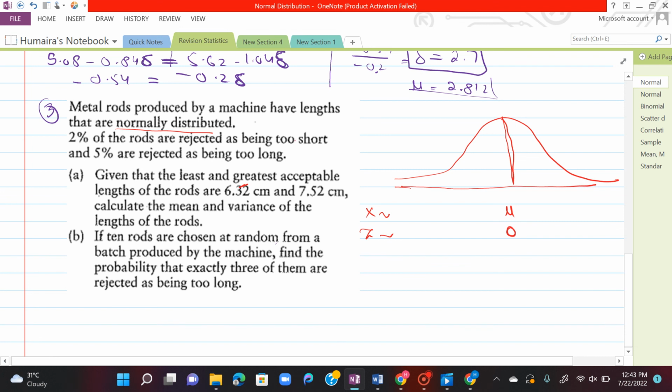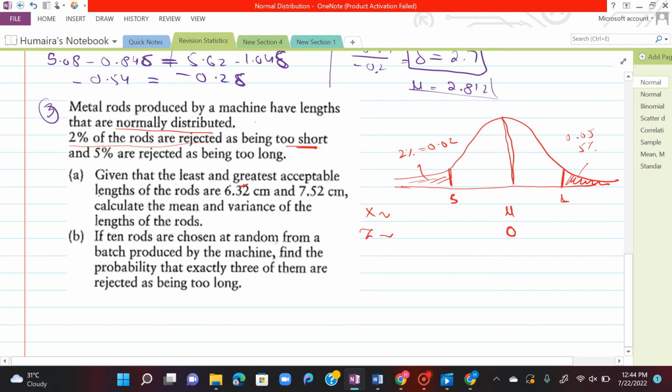Right now 2% of the rods are rejected as being too short. Okay, so something is very short. Short is obviously a shorter value, so it will come to the left side. So how much is rejected? 2%. 2% means 0.02, and it is for being too short. I'm writing S for short. And 5% are rejected as being too long. So let's say this is for too long. This is the too long probability, which is 5%, and 5% means 0.05.